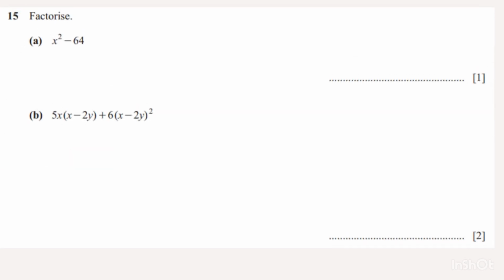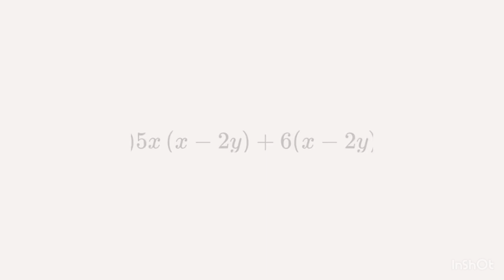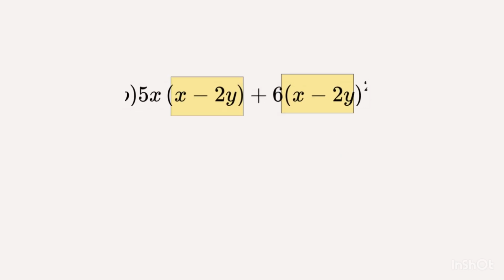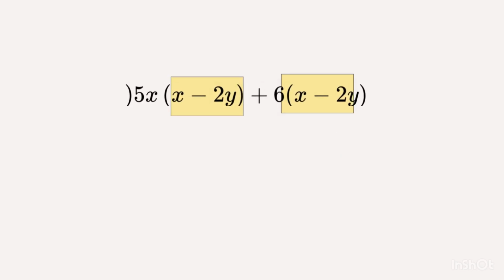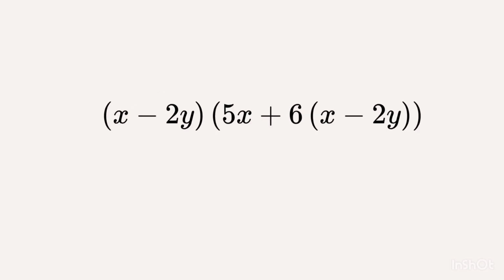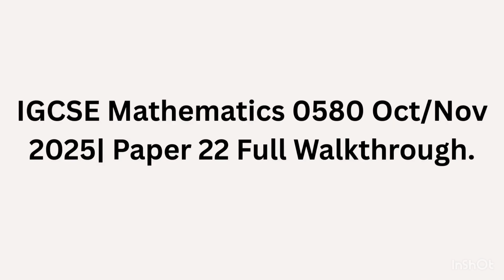This question looks confusing in the exam. There are brackets, and even a square. But the whole question depends on this one expression. Both terms have the same expression, so we can take x minus 2y common first. And suddenly, the question becomes simple. Let's solve this step by step.